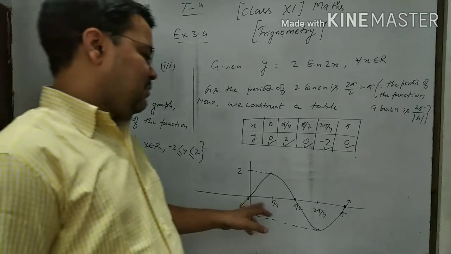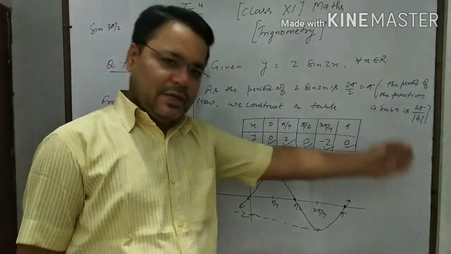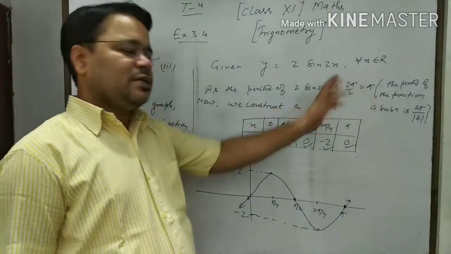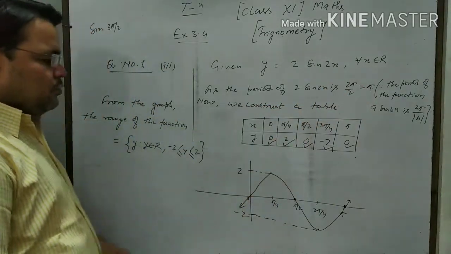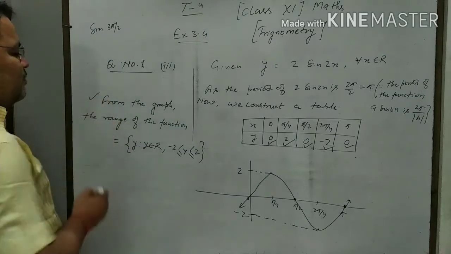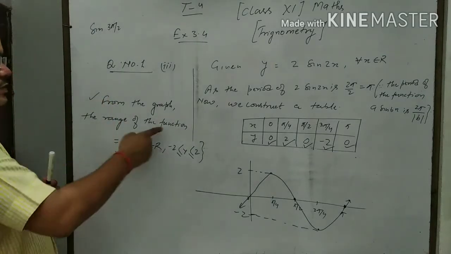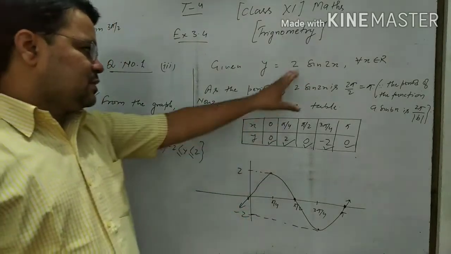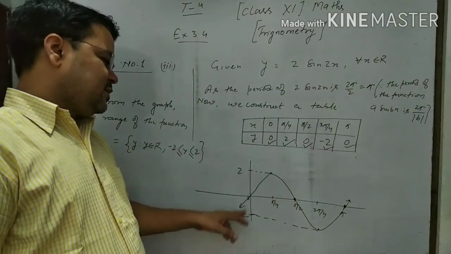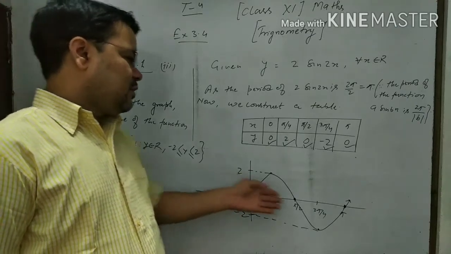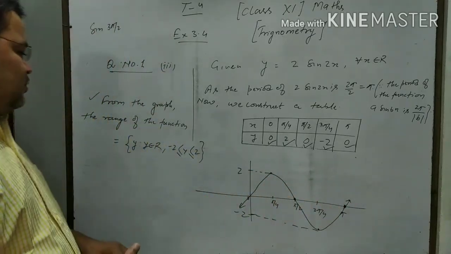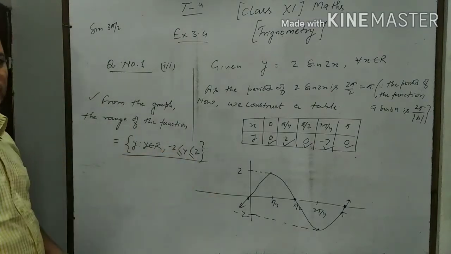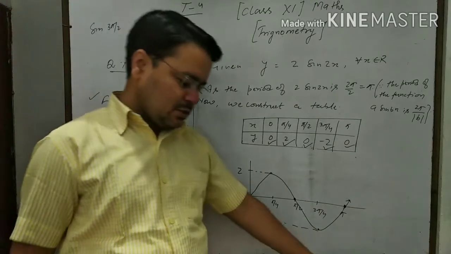We find that after pi, the graph repeats itself. Therefore, the period whatever we have decided, that is pi, it is correct. Now from the graph we write the range of the function. We know that the value of the given function varies from -2 to 2 at whatever value of x. Therefore, the range of the function will be -2 to 2. Okay, I think you understand this.